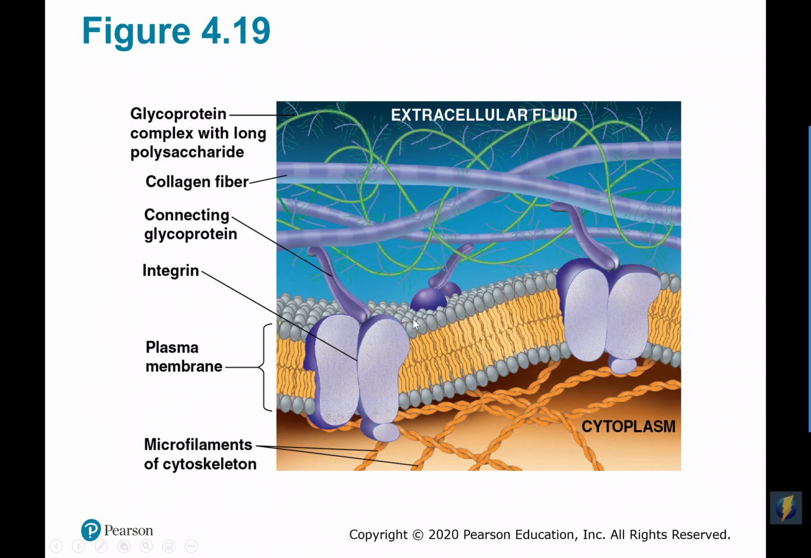So here you can see, here is our cell. Here you can see some microfilaments of the cytoskeleton. But here we have all this extracellular stuff. We've got these big, long glycoproteins that are going to help connect to each other and to these integrin proteins. And then also these big collagen fibers, and there's elastic fibers in here, and just all this extracellular fluidy gelatinous stuff.